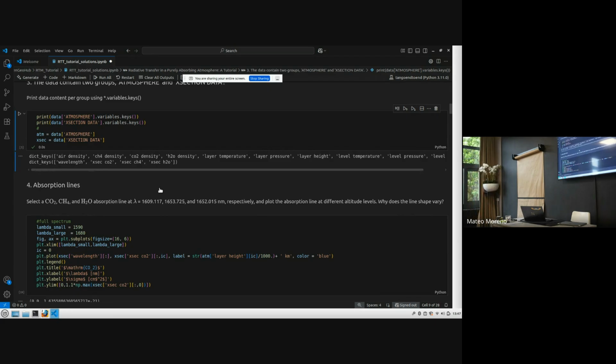Do you manage that? Yep. Okay. Also fine. You can even print the dimensions of these arrays. It's quite interesting to see how they are set up.